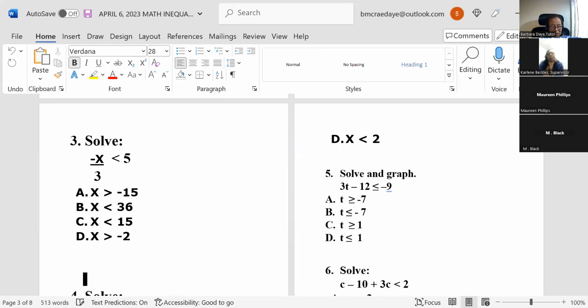Okay, let's go to number 3, inequality. Let's see if you can solve that one. Solve: minus X over 3 less than 5. What would you say the answer is, Maureen?